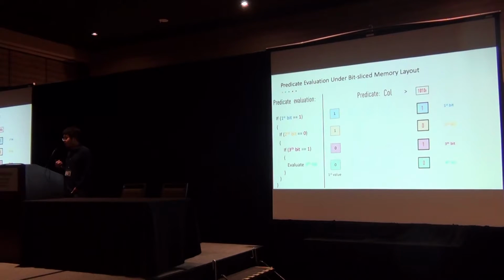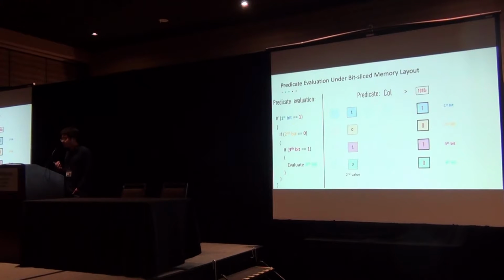Now I will use an example. Suppose we perform the predicate evaluation on the first value. We first compare the first bit. Its first bit is equal to the first bit of the comparison constant, so we need to proceed to the next bit, the second bit. But we find that the second bit is different from the second bit of the comparison constant. So we can stop here. Now we can just move to the second value.